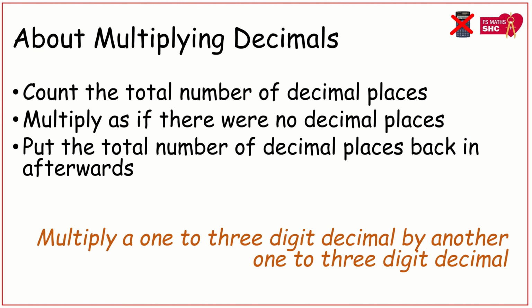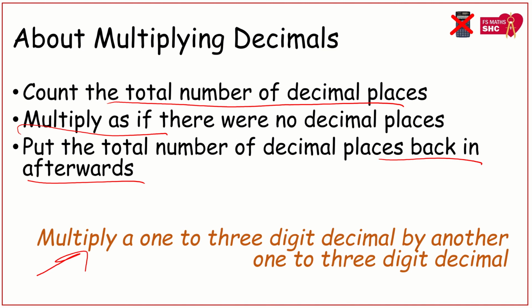So that concludes that video. Remember, you have to count the total number of decimal places, then just multiply as if they weren't there, and then you've got to put them back in afterwards. And this was our learning objective, being able to multiply those decimals by themselves. Okay, that is the end.